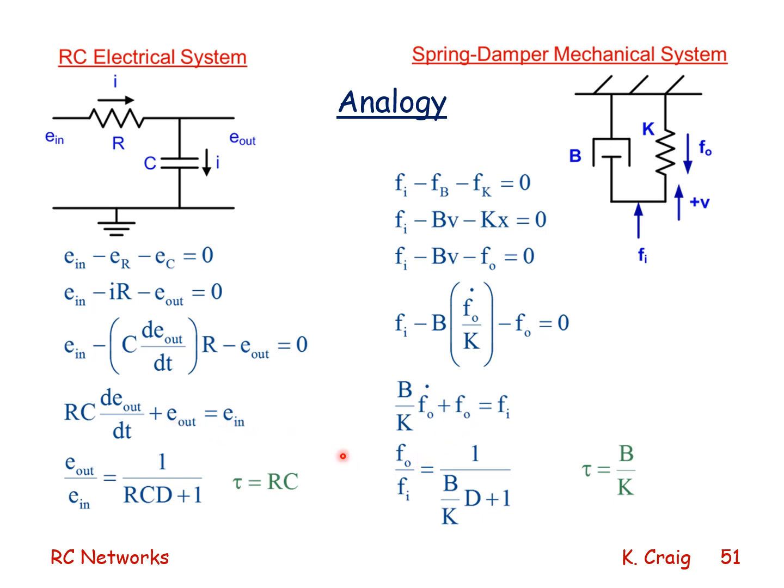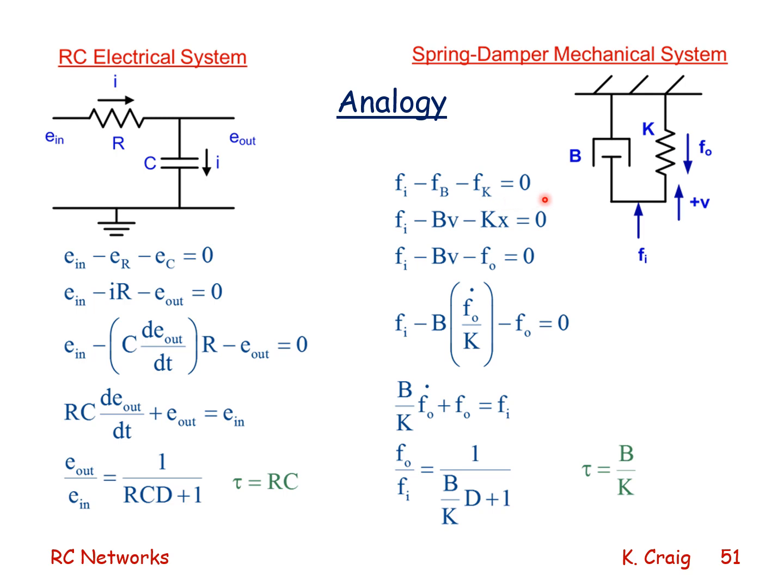E out is F out, E in is F in. The ratio of force out to force in is the same as the ratio of E out to E in, which is 1 over (RC D plus 1), where R is B and C is 1 over K, and tau is R times C, so tau is B over K. If I come back to the actual mechanical system, I can say that the summation of forces is equal to 0, where the forces are the input force, the force of the damper, and the force of the spring. And that equals 0.